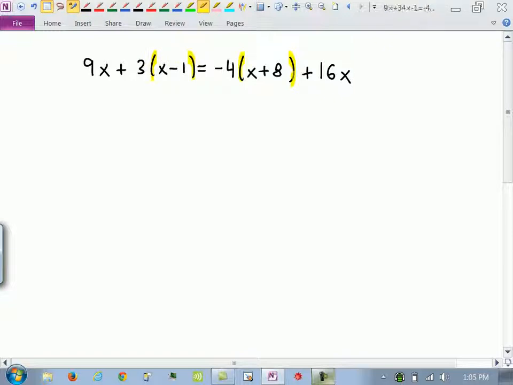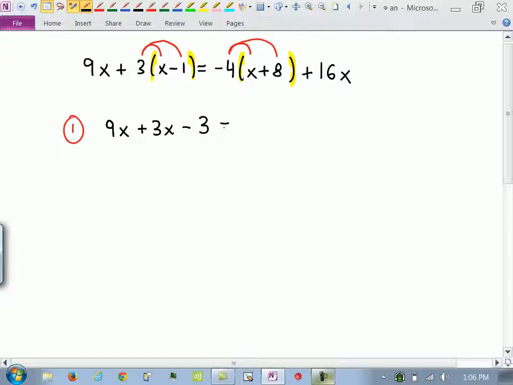Now, I'm going to work a little faster through this. I'll still go through the steps, but I'm not going to be as methodical about it. First step, remove grouping symbols. So I'm going to distribute a positive 3 through the first parentheses and distribute a negative 4 through the second parentheses, and do that all in one step. So what I'll have is the 9x that was sitting out front, and positive 3 times x, that first multiplication is plus 3x. And then 3 times negative 1 is negative 3. No more parentheses. They're gone.